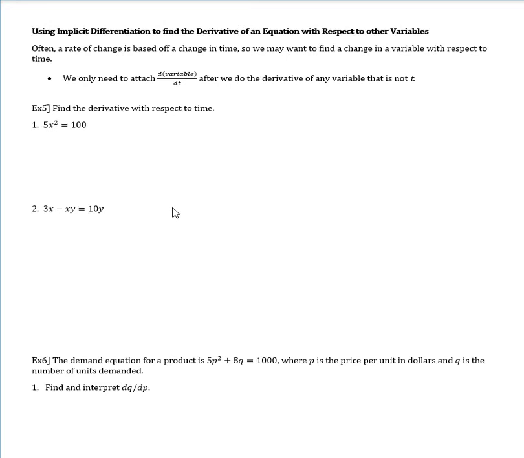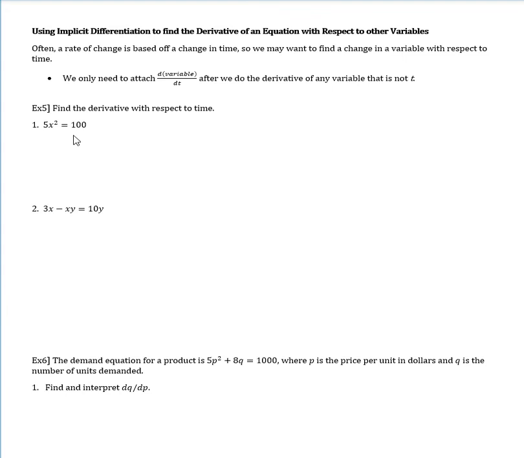Hi everyone, welcome to our video on using implicit differentiation to find an equation with respect to another variable when we're doing the derivative. So often we use implicit differentiation when we have rates, and rates are usually based on time, like miles per hour or dollars per month. Time is often one of the main variables, and the only thing that we need to do, right here in the bullet, is attach d whatever variable dt after we do the derivative of any variable that is not t.